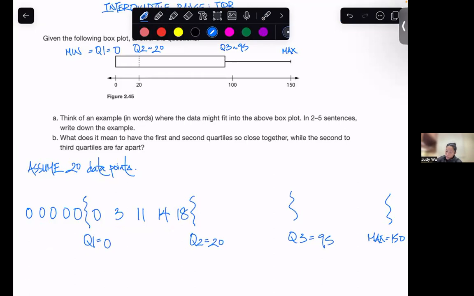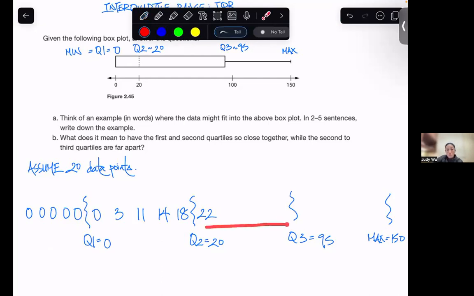Now, if I want my Q2 to be 20, that means the average of the data points in spot 10 and 11 has to be 20. So if it's 18 on one side, then it better be 22 on the other, so I can add them together, find the midpoint, and it's 20. Now I'm going to keep going.